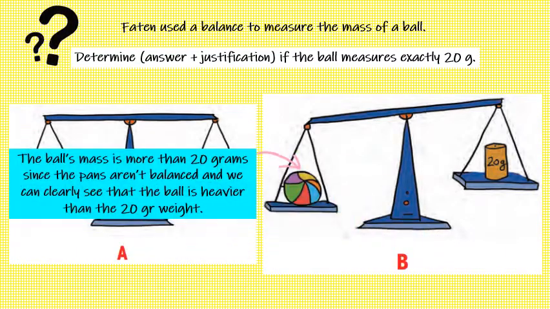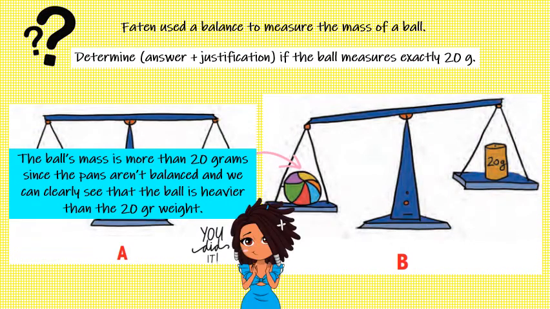Perfect. So the mass of the ball is more than 20 grams since the pan containing the ball dropped while the one containing the 20 grams weight rose. So the 2 pans are not in balance. This means that the 2 objects do not have the same mass. Okay? Thank you. You did it.